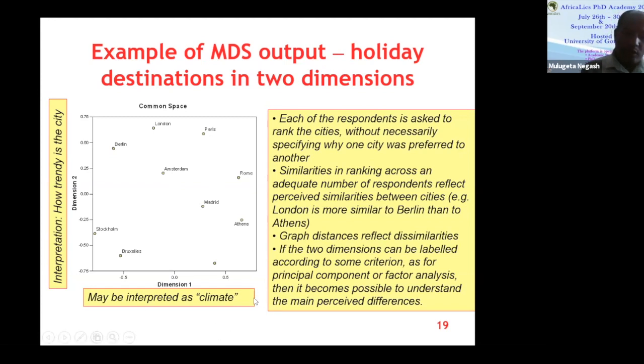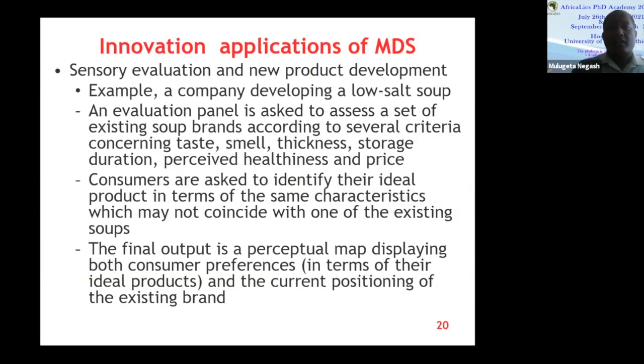So, when we do principal component analysis, or when we do factor analysis, the naming is done by the researcher based on the contents of the questions; the content items you can label as climate or trendy city. And these types of findings can be done with a multidimensional quantitative approach. And an innovation approach of multidimensional scaling, for example, is sensory evaluation of a new product. When a new product is developed, multidimensional scaling can be done. For example, a low salt soap might be developed, and what is the perception of the customers might be assessed.